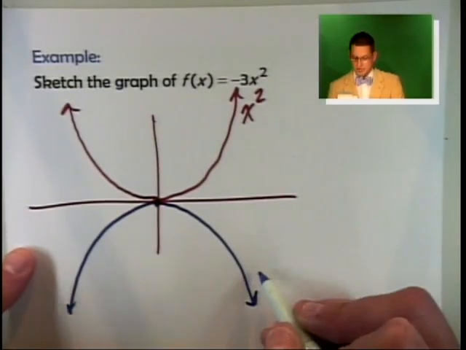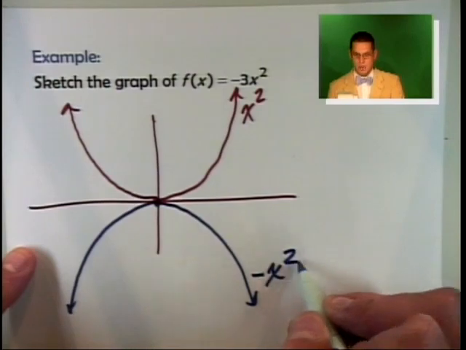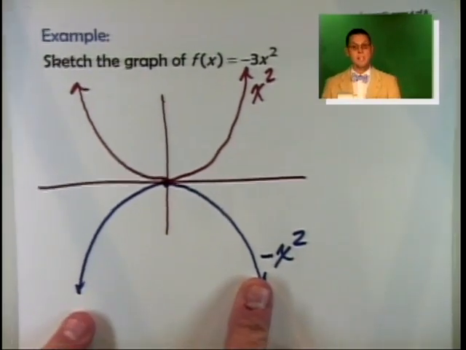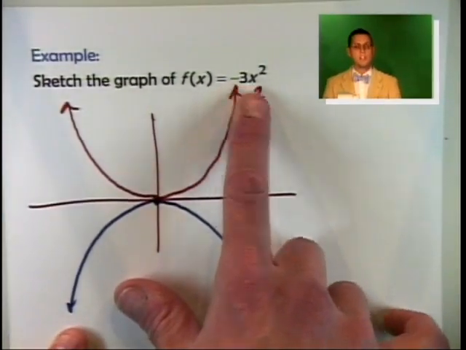Now I'm going to go ahead and label that. That's an intermediate graph. That's negative x squared. And so that's my intermediate graph. This is a sequence of transformations. And now I'll take this graph here and I will stretch it vertically by a factor of 3.